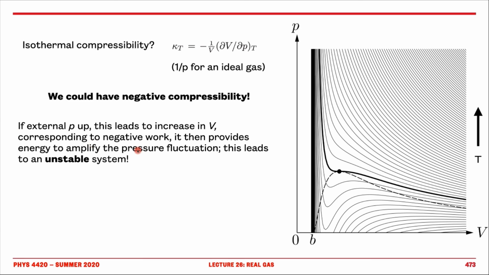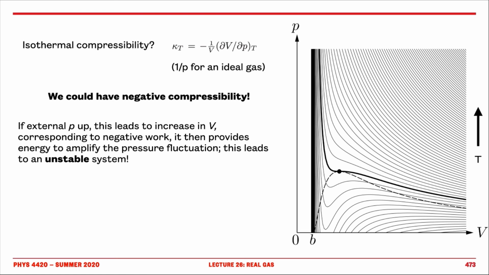The issue is that if you are here, you end up in a very unstable situation. If there is a fluctuation in pressure, a change in pressure from outside, an external pressure, and the volume changes, the fact that the volume changes means that the system is doing work on the outside. That provides energy, which can then amplify the pressure fluctuation, and therefore the instability feeds itself, if you will. In other words, the system will be unstable.